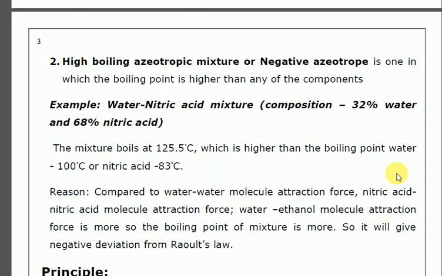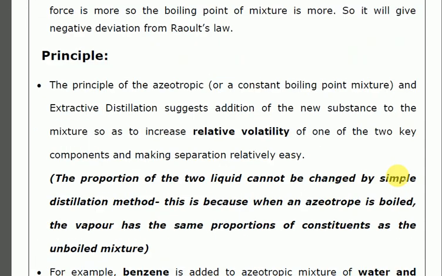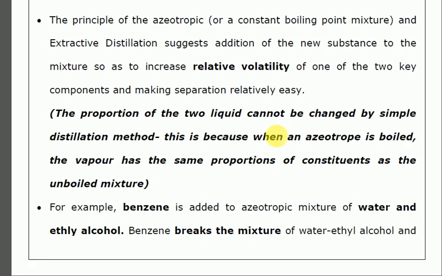Now this is just an introductory part. The basic principle of this distillation is the principle of azeotrope or constant boiling point mixture, and extractive distillation suggests addition of a new substance to the mixture so as to increase the relative volatility of one of the two key components and make separation relatively easy. What does this mean? Let's take an example so it will be much clearer. There is an azeotropic mixture of water and ethyl alcohol.